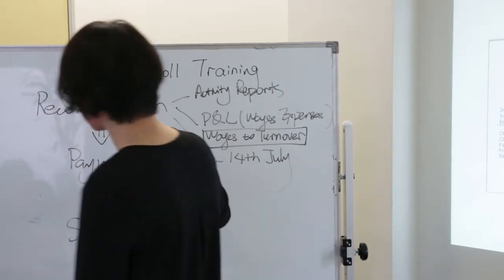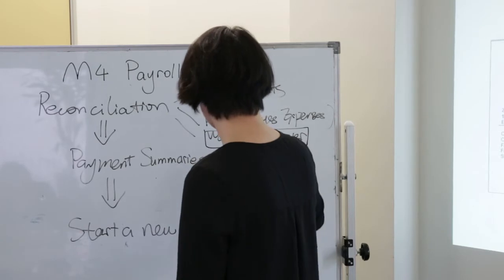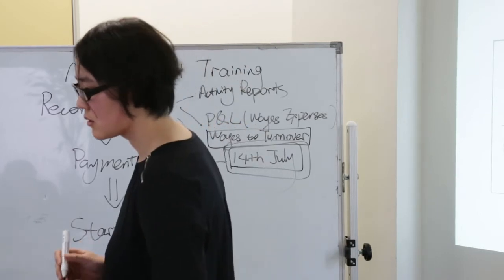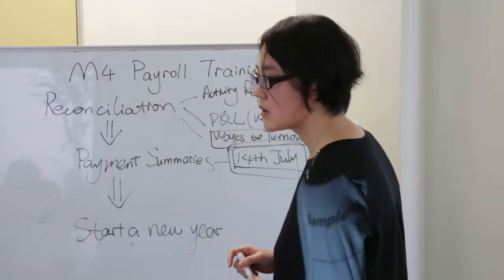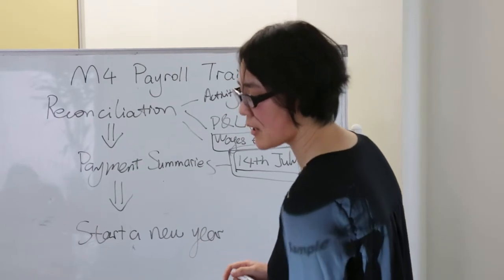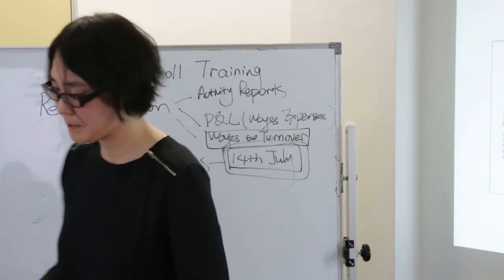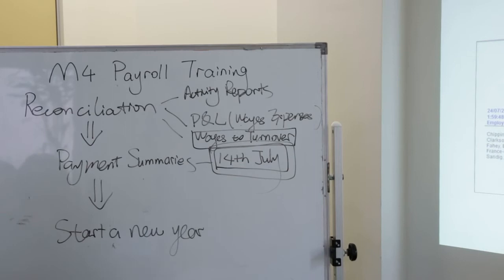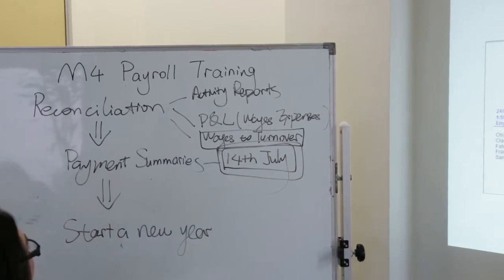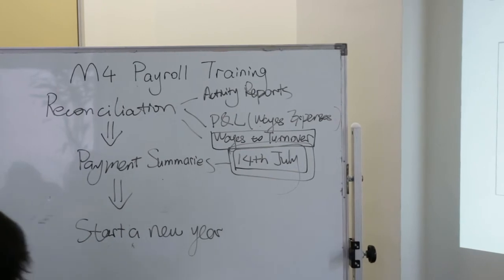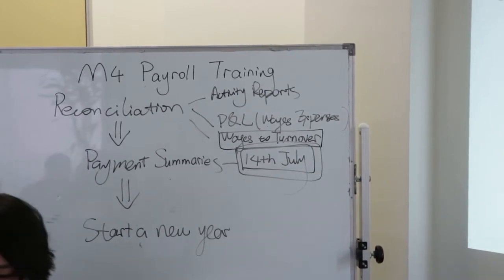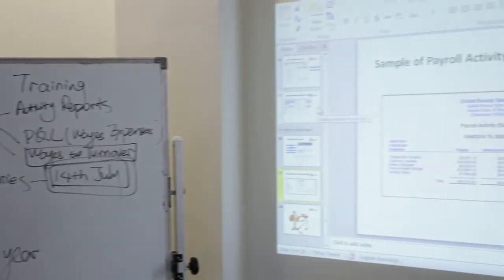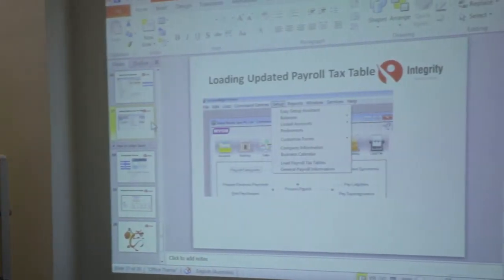So after reconciliation, we generate payment summaries before the 14th of July. That's the key part. And then start here. So it's the turnover report we talked about yesterday to double check the wages. It's in your file, under the reporting folder. It's just an Excel supporting document. The three numbers should be equal.